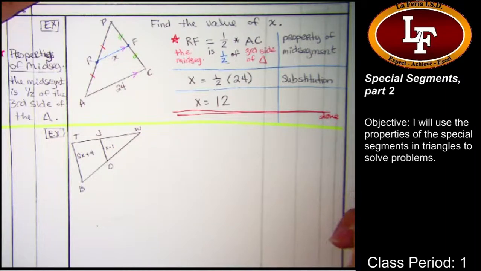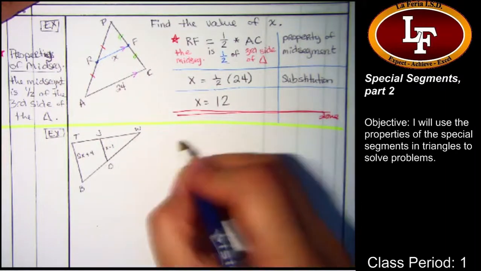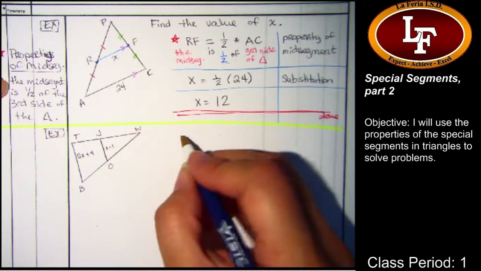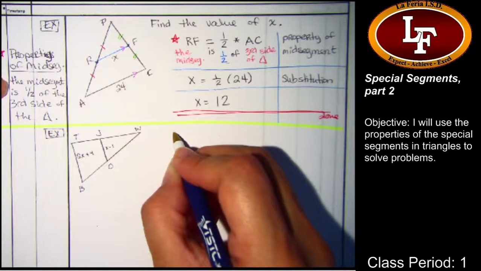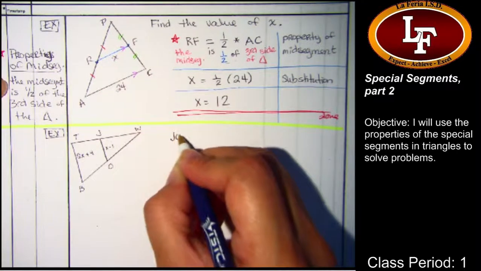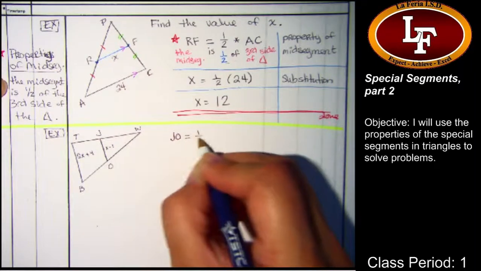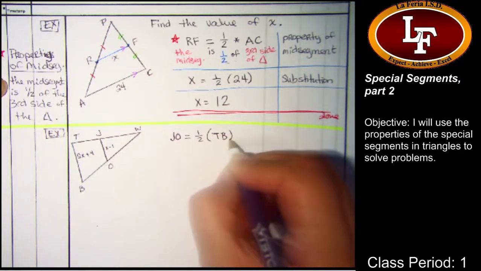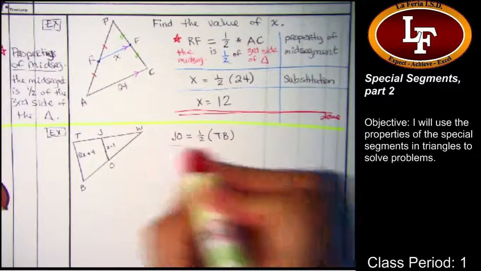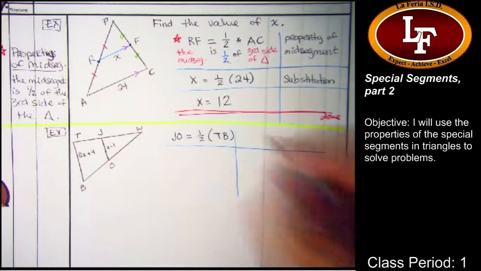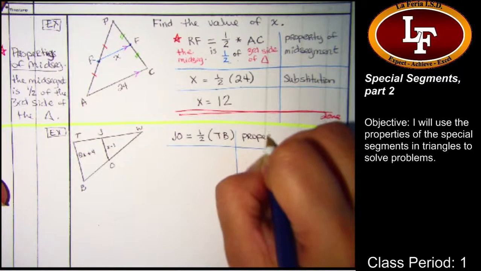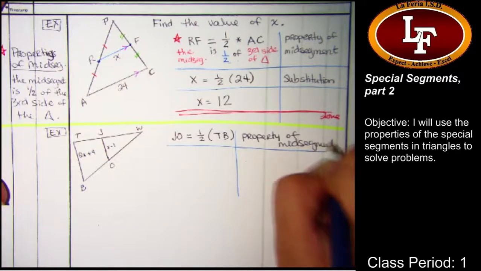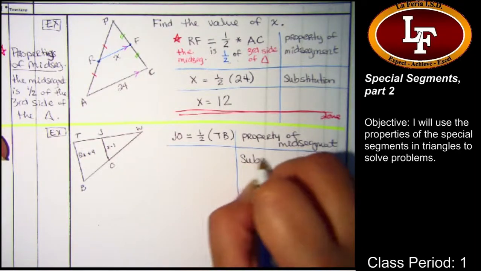I have no idea what this is going to come out as. All right, but we should start always with whatever property or formula that we have. So in this case, the property says the midsegment is 1/2 of the third side. And once again, this is our property of midsegments. Okay, do your substitution.